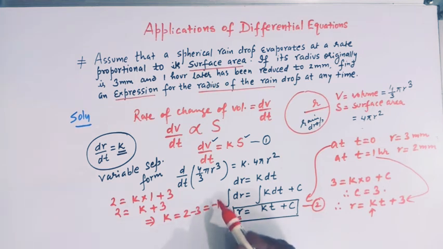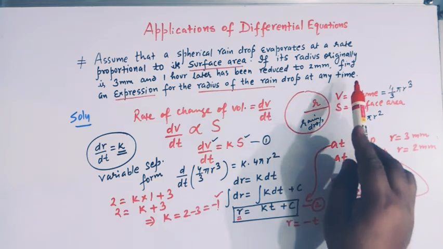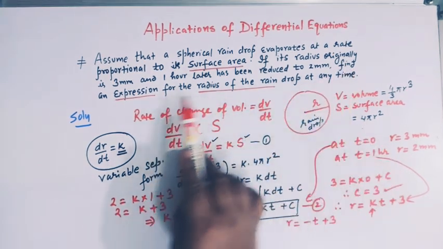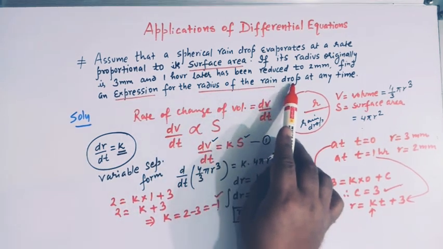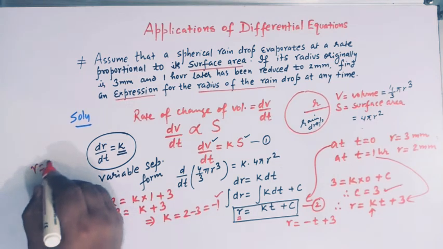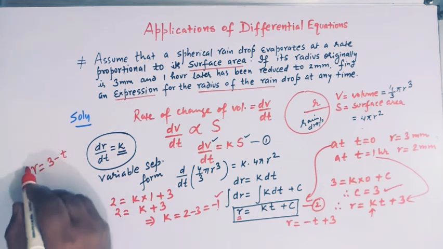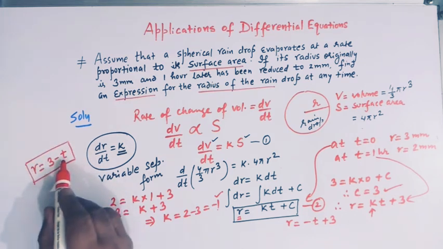So now if we substitute the value of this k is equal to minus 1 here, we'll get r is equal to minus t plus 3, right? And what we want to evaluate, we have to find an expression for the radius of the raindrop at any time. So r is equal to 3 minus t.